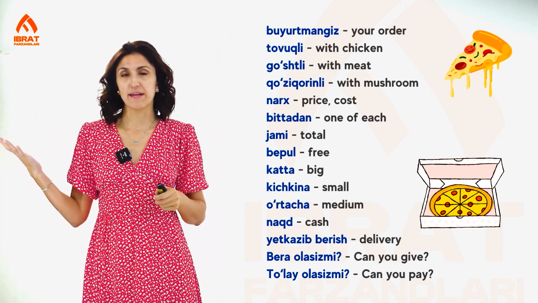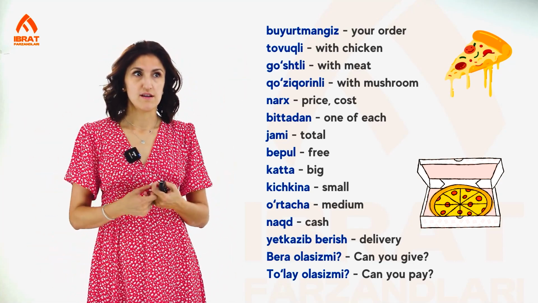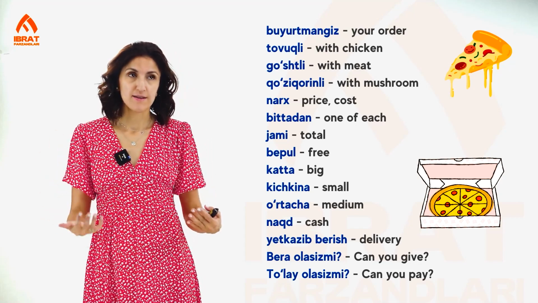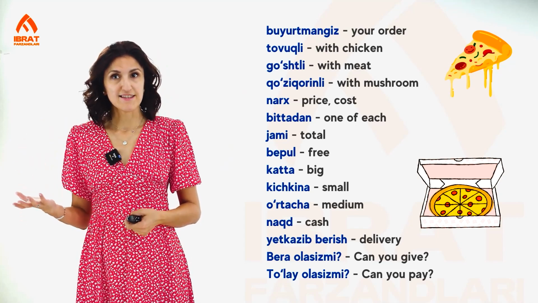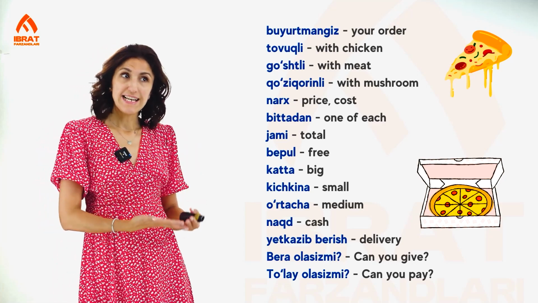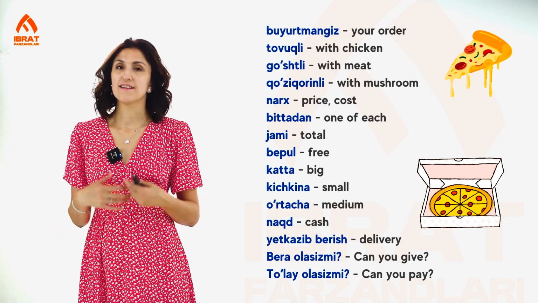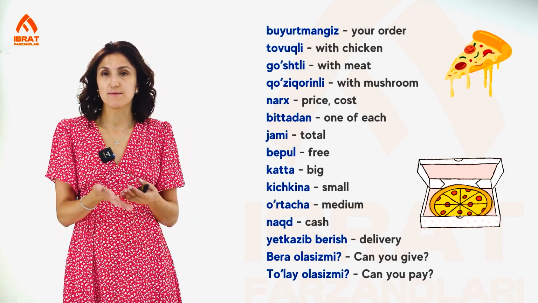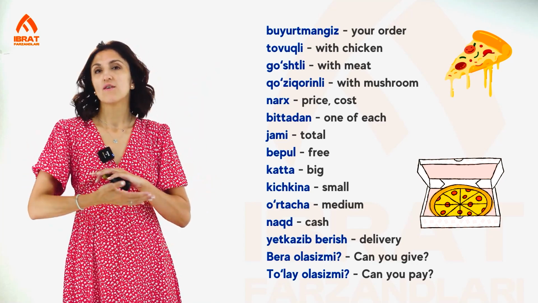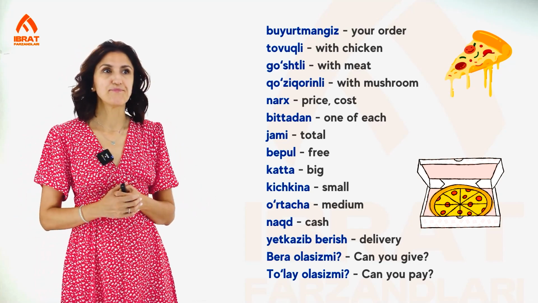Buyurtma, as I said in the beginning, is an order. Buyurtmangiz, your order. Tavuk is chicken. Tavukli is with chicken. Gosht is meat. Doesn't matter, beef or lamb. Gosht. Goshtli, with meat. Qo'ziqorin is mushroom. Qo'ziqorinli is with mushroom. Pay attention how I'm pronouncing li. It's long. Qo'ziqorinli, go'shtli, tovuqli.